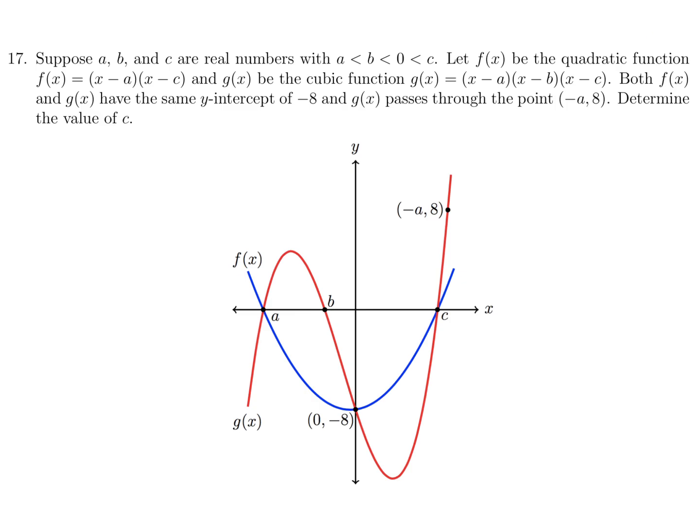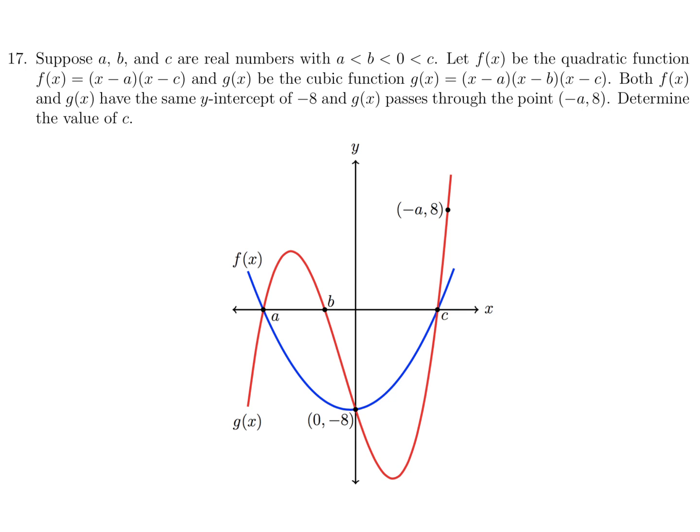Suppose a, b, and c are real numbers, a less than b less than 0 less than c. f at x is a quadratic function, g at x is a cubic function. Both f at x and g at x have the same y-intercept of -8, and g at x passes through the point -a, 8. Determine the value of c. All right.